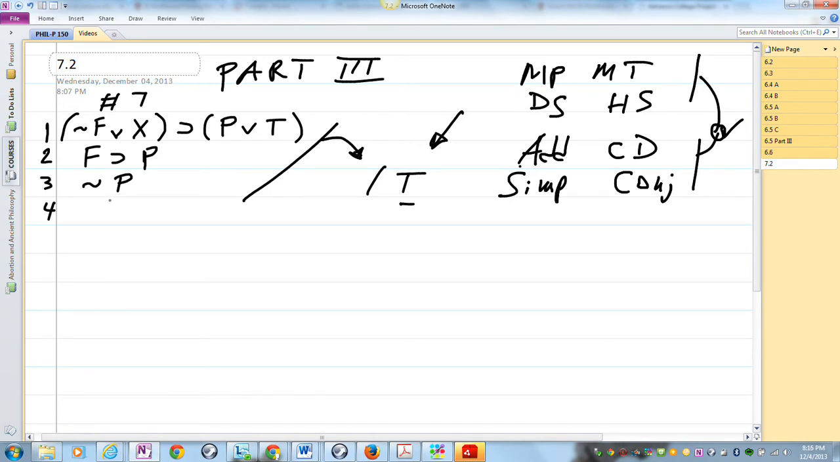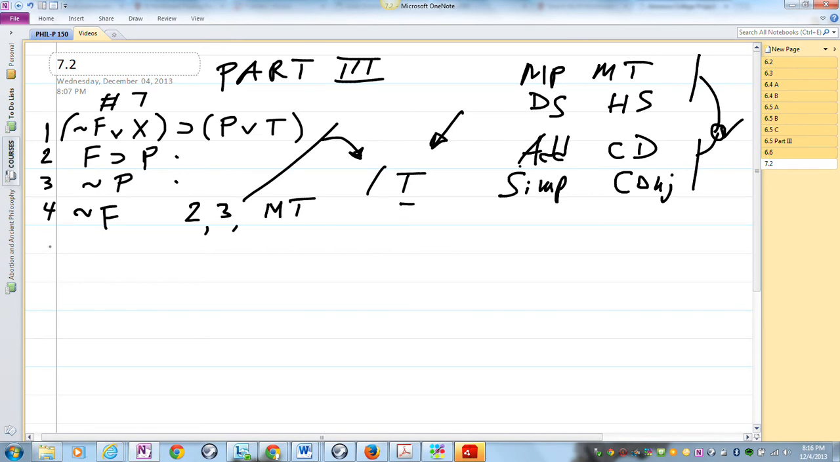So immediately one thing that stands out is that lines 2 and 3 go well together in terms of modus tollens. You have a conditional, F then P, and then you have the negation of the consequent. So you can infer the negation of the antecedent, not F, by 2 and 3 modus tollens.